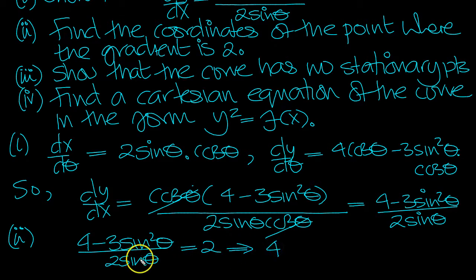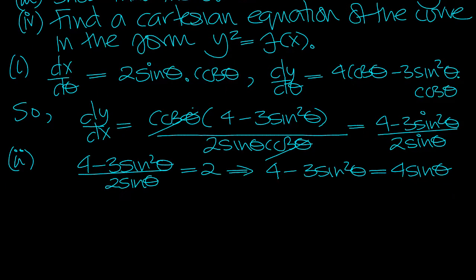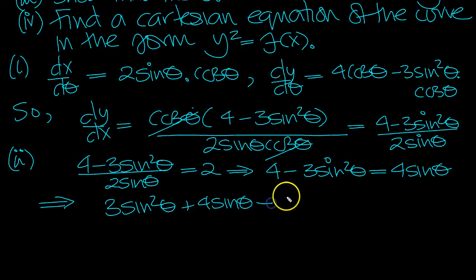So multiply, bring the 2 sine theta up. 4 minus 3 sine squared is equal to, bring this up from divide to times, 2 times 2 is 4, so it's 4 sine theta. Move everything on the same side, so move this over, so we've got a plus 3 lots of sine squared. We've already got a 4 sine theta, leave that as is. Move the 4 over to become minus 4, there's nothing left on the other side.